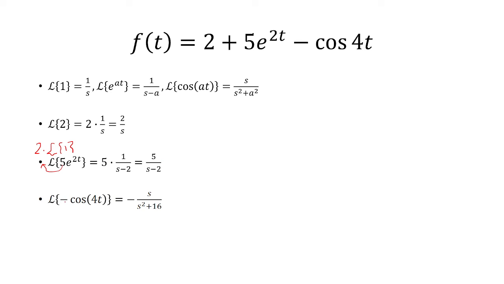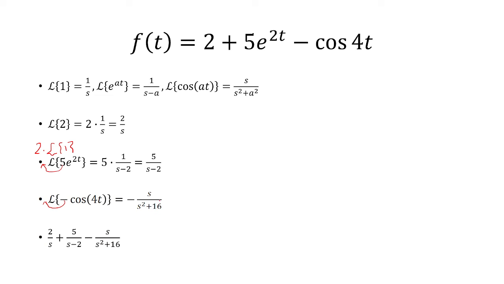And then with Laplace transform of negative cosine 4t, the negative will come out in front. And then for cosine 4t, we're going to let a equal 4. So we have s squared plus 4 squared. 4 squared is 16. So that's just negative s over s squared plus 16.